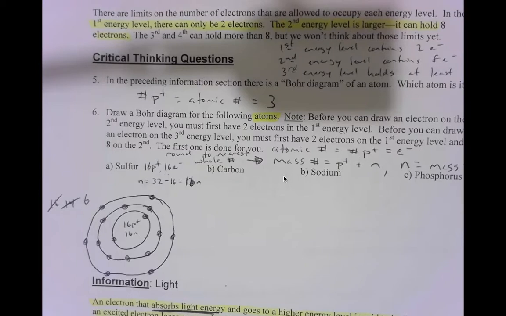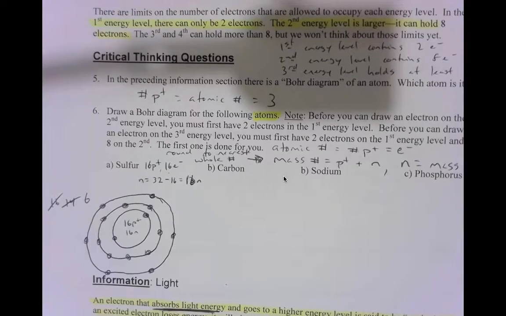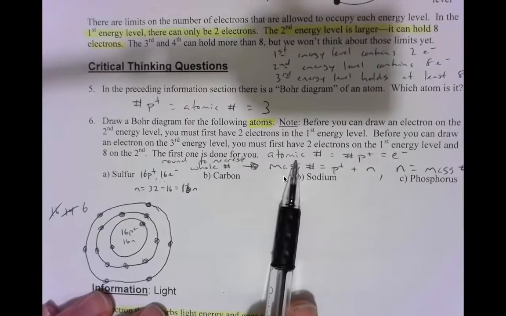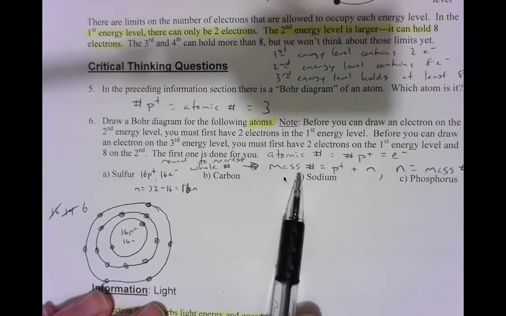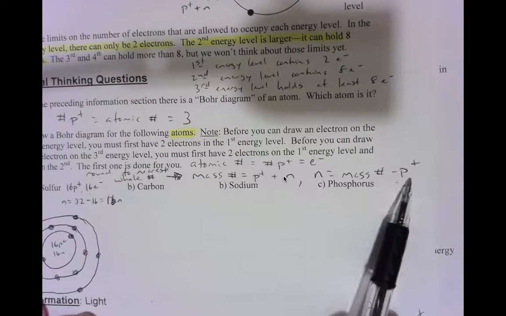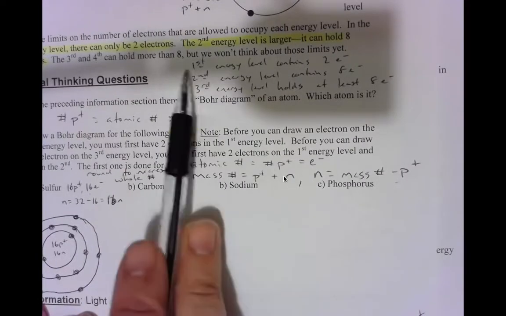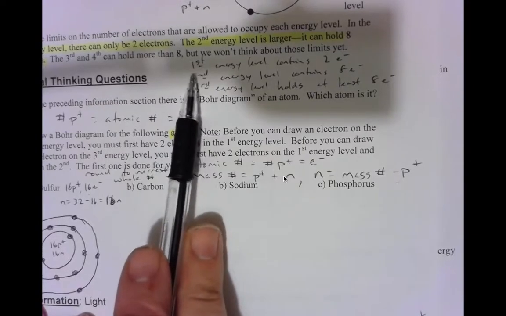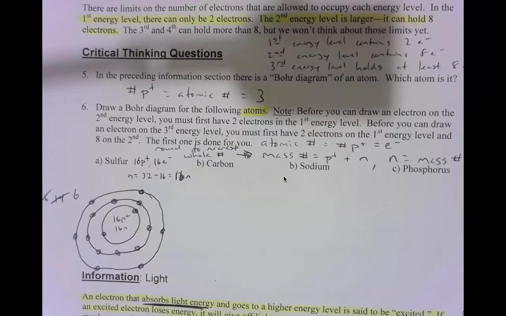So now model the same steps for carbon, sodium, and phosphorus. Remember, use this information, find the atomic number to find the protons and the electrons. Then use the mass number and the number of protons to solve for the number of neutrons. Then fill in the dots, the number of electrons that can be present in each energy level. Remember, if you have any questions, write down your question, write down where you get stuck. The important thing is that you attempt them.